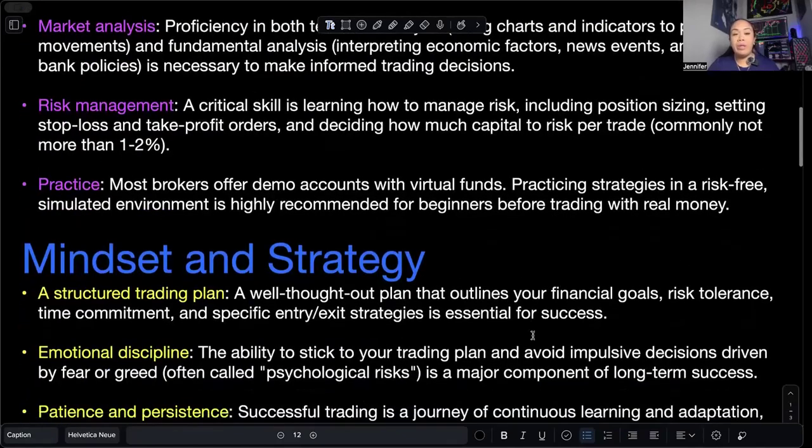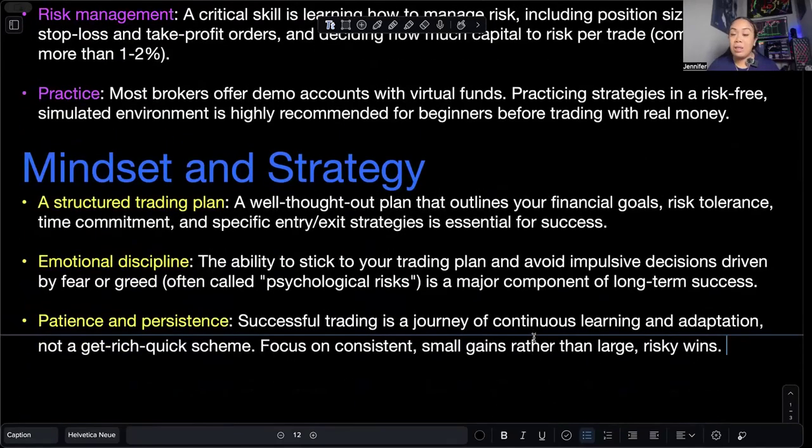Moving forward, you are going to need mindset and strategy. What are the three pillars of mindset and strategy? The first is a structured trading plan. Basically, a well thought out plan that outlines your financial goals, your risk tolerance, time commitment, and the specific entries and exits you'd like to take with certain pairs, so you have a plan before even executing in the market. Without a plan, there's really nothing there. You'll have no foundation, and next thing it's an emotional, psychological disaster.